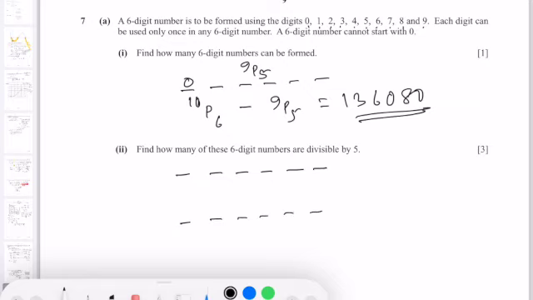1 2 3 4 5 6, 1 2 3 4 5 6. It can be 0 and the second one can be 5. Okay, but in the first, let me finish with the ending 0.